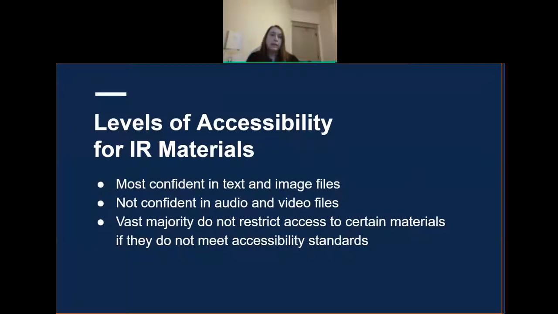When we look at accessibility of the IR content overall, most respondents are more confident in the accessibility of text and image documents, and they're less confident for the audio and video files in their IRs. The vast majority of our respondents did not restrict access to materials if they didn't meet accessibility standards. And then when we asked them to assess the overall state of accessibility of content in their repository, most respondents feel that their repositories are either moderately accessible or not very accessible. So there's definitely room for improvement there.